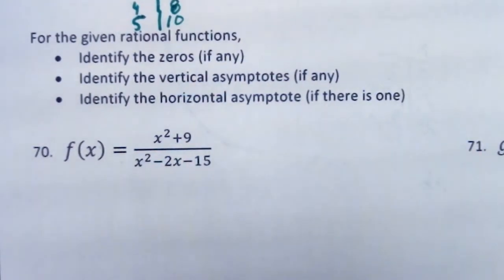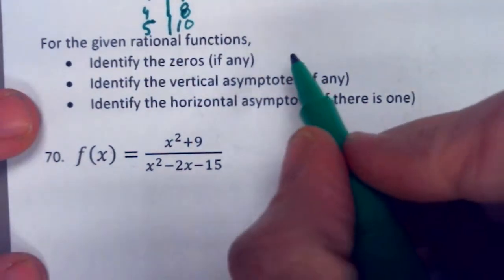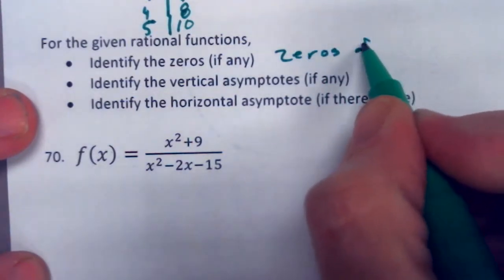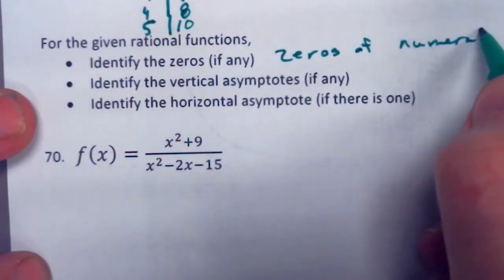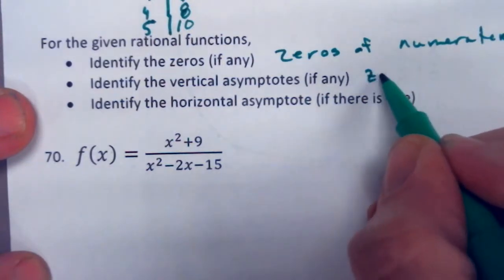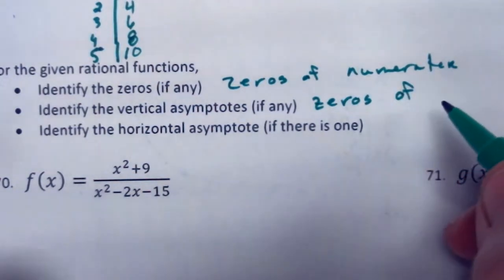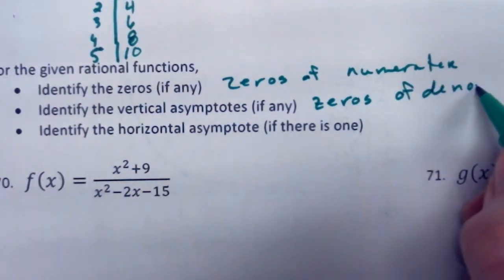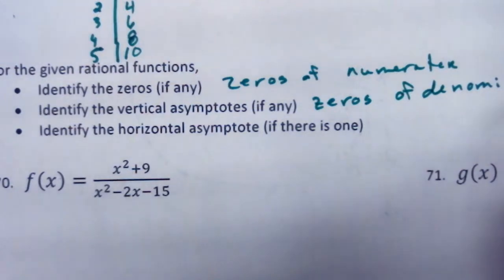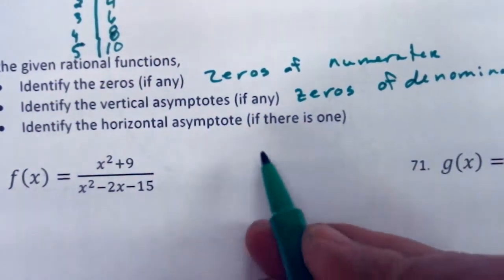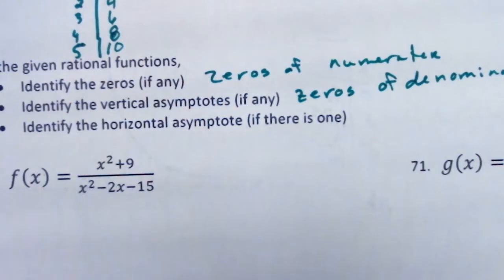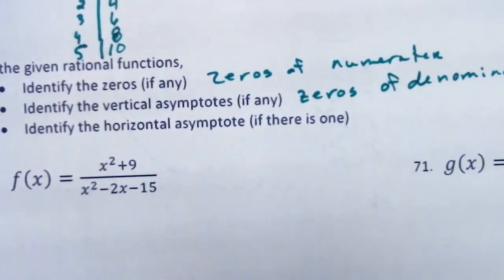For each of the given rational functions, identify the zeros. The zeros will be the zeros of the numerator. Vertical asymptotes will be the zeros of the denominator because you can't divide by 0. And the horizontal asymptote, if there is one, will depend upon the ratio of the degrees: whether the degree in the numerator is larger, or the degree in the denominator is larger. So we'll check that out.